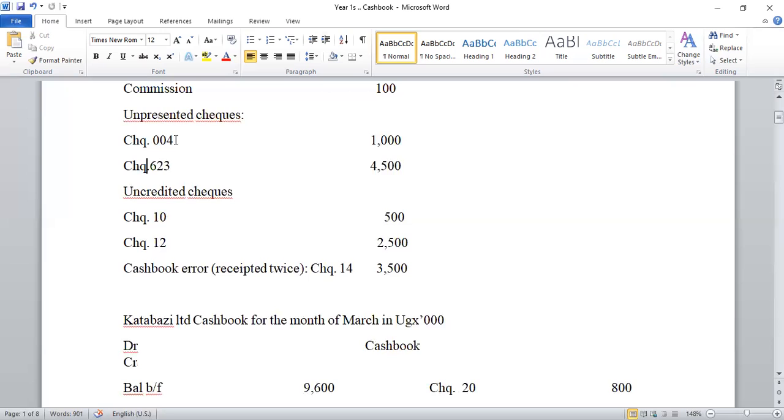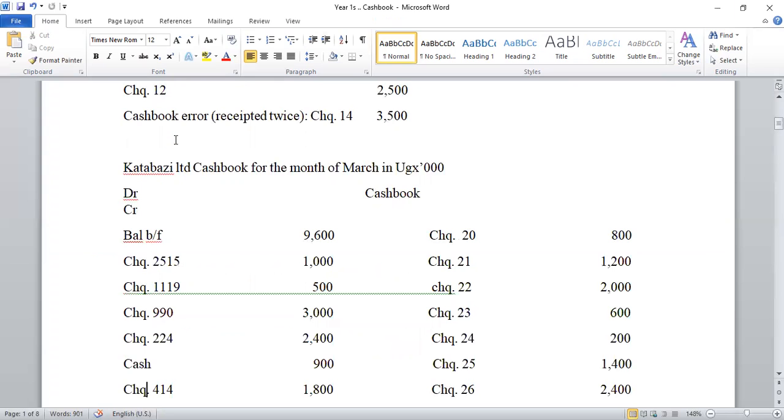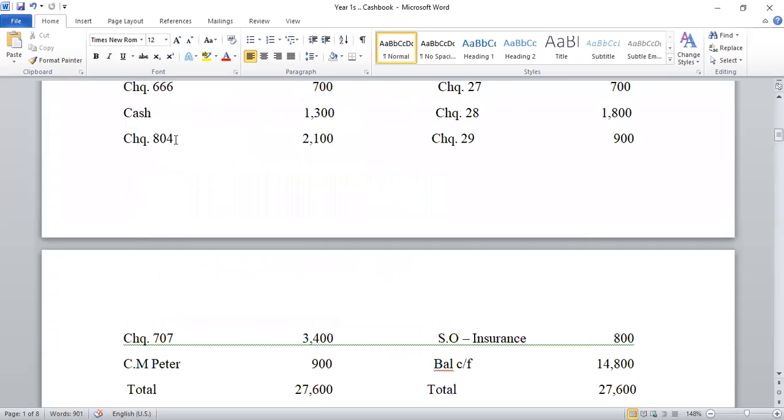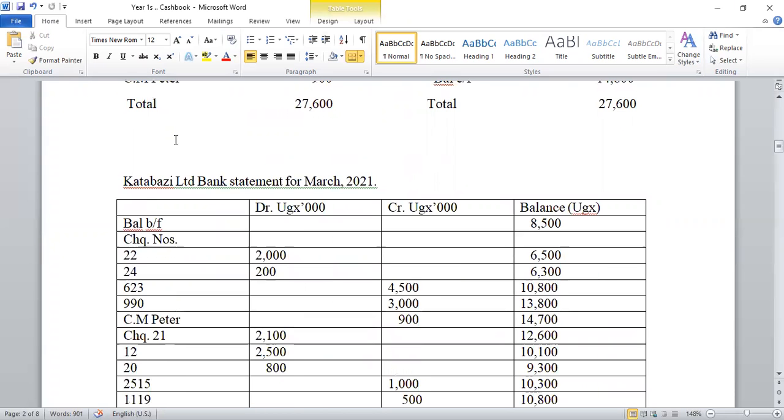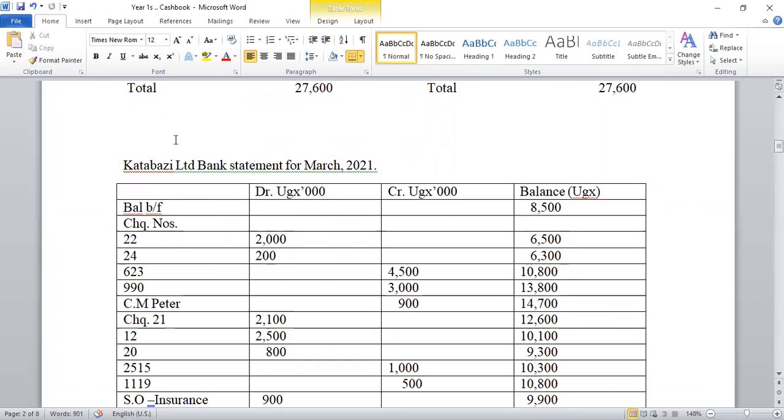Then let me look at check 623. This is unpresented, still on the same side. Bank statement, debit side. Check 623. Here it is. Okay, it's on the credit. So being on the credit, that means that there's still an error in that check. Okay, because unpresented checks, specifically these are checks that are issued by the business but have not been reflected in the bank statement.